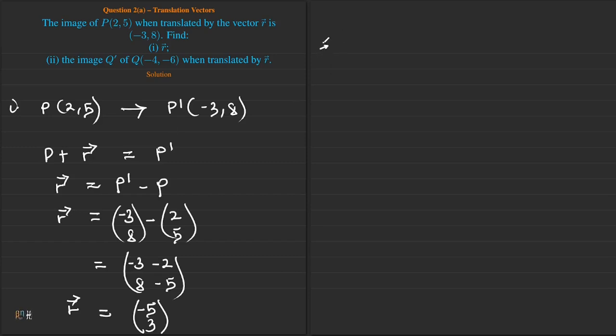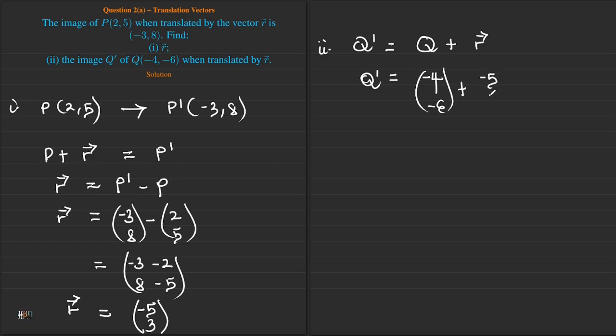So for II, by now you should be conversant with the formula. We said the image is equal to what? The object, that is the point itself, plus our translation vector. So we have the image being equal to K, which is negative 4, negative 6, then plus our translation vector, which is a negative 5, 3.